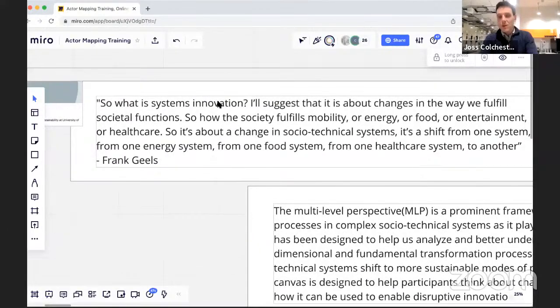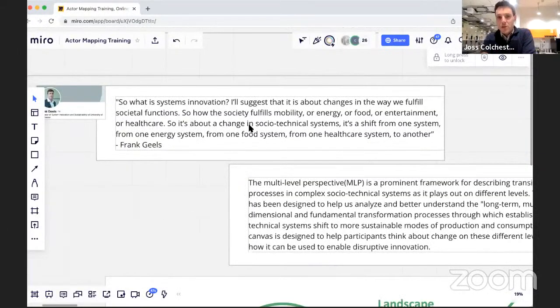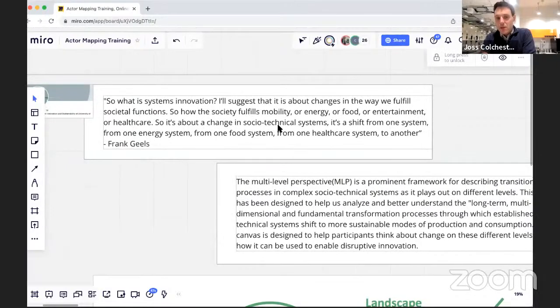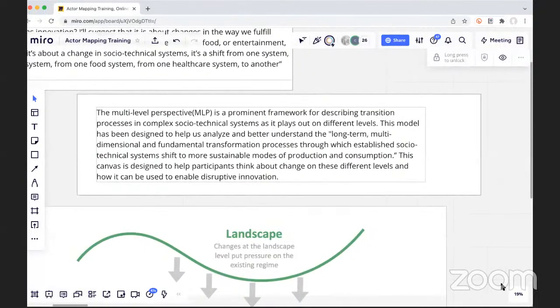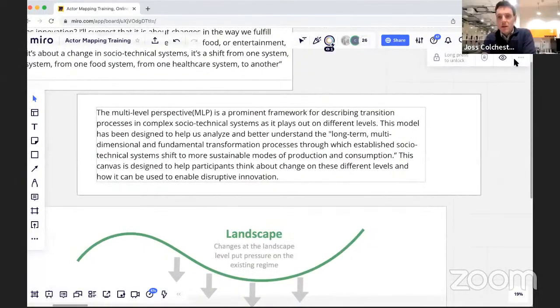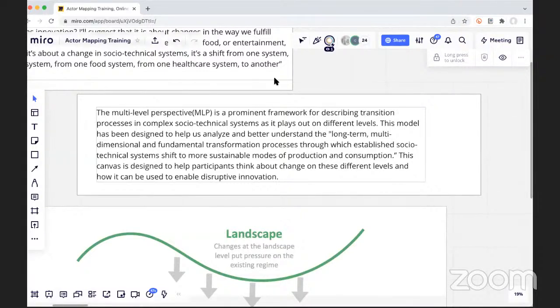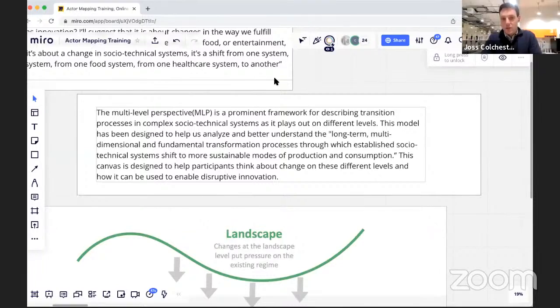And then he's trying to come up with a model to talk about that change process, that transition. And that's what the multi-level perspective is. As we'll see here, it's a prominent framework for describing transition processes in complex socio-technical systems as it plays out on many different levels. This model has been designed to help us analyze and better understand the long-term, multidimensional, and fundamental transformation processes through which established socio-technical systems shift to a more sustainable mode of production and consumption.